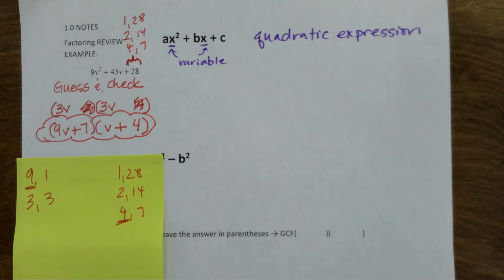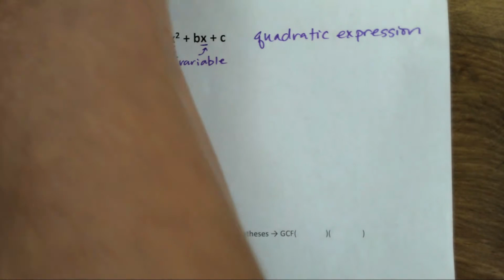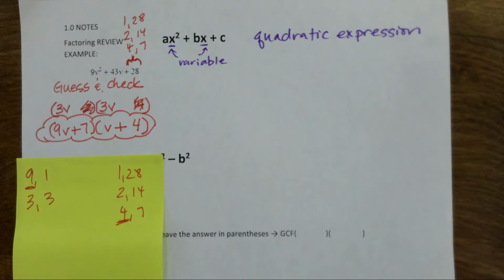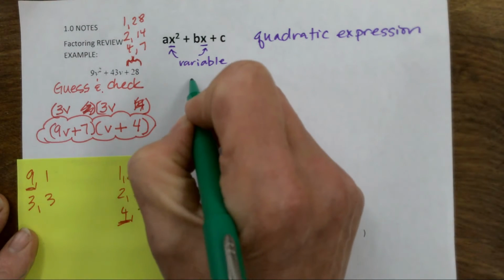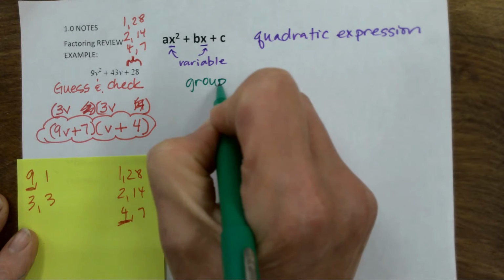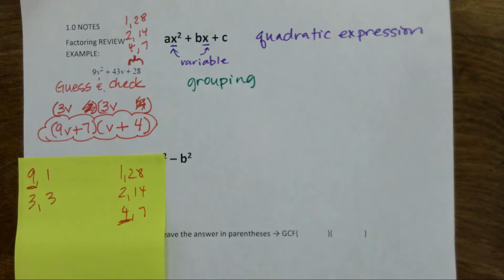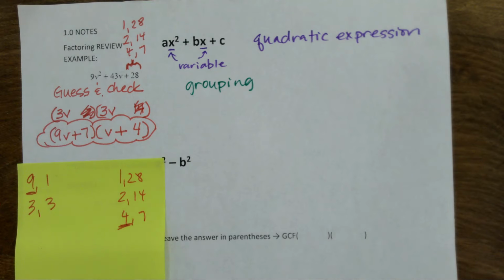So method number 2 is, I don't want to use purple, I already used purple. Grouping. And so grouping takes a different approach. It's a little bit more organized.